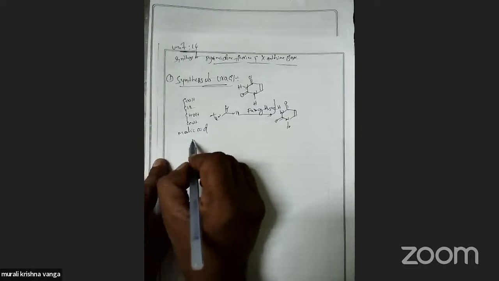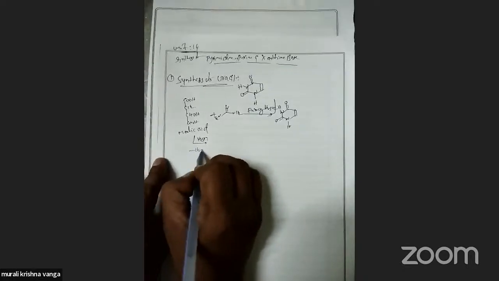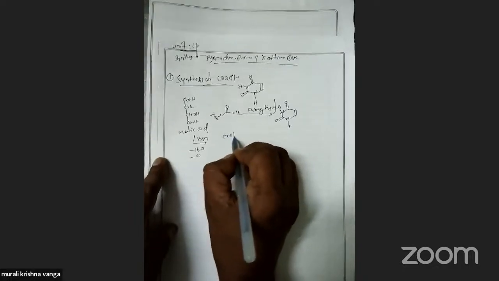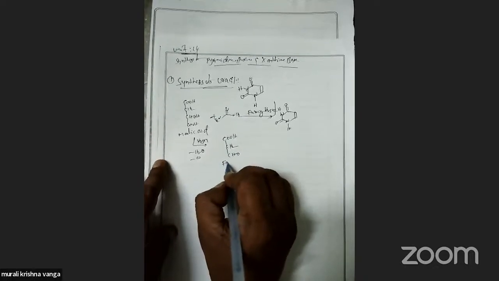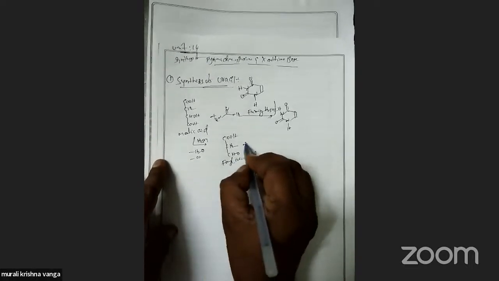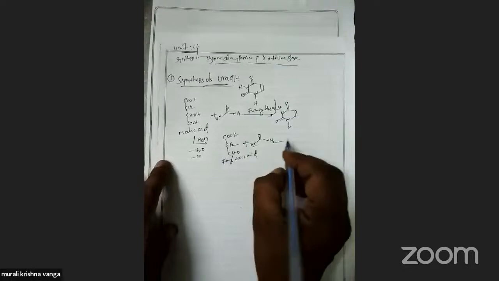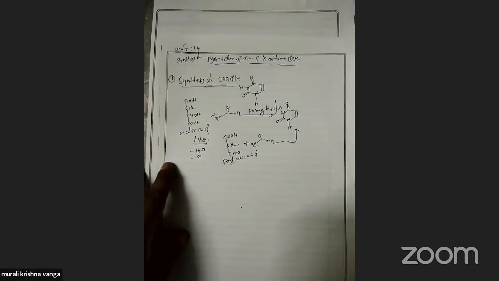Now the synthesis of this compound: when malic acid reacts with H2SO4, first there is elimination of a water molecule and elimination of carbon monoxide. Then it produces C double bond O, CH2, CHO. This is formyl acetic acid. This formyl acetic acid reacts with urea, then produces uracil.